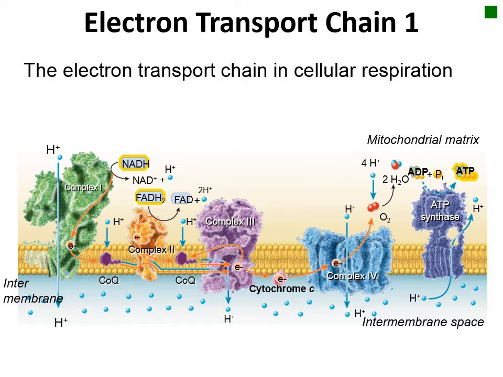The electron transport chain is located in the inner mitochondrial membrane. In this figure, the intermembrane space is shown below the membrane, so the outer membrane of the mitochondria would be down here.